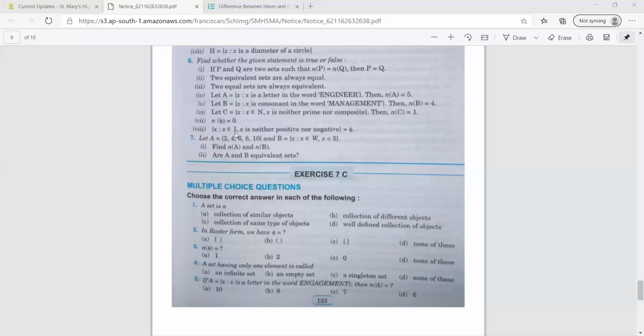Then integer, and it is neither positive or negative. So which integer is neither positive or negative? It is 0. And here they are saying that it is 5, means empty set. It is not empty. It has one element 0. So this is false. Next, let A be this and B be whole numbers less than 5. You have to find out cardinal number of A and B. So first you have to write this in roster form. Then you have to tell if both are equivalent sets or not.